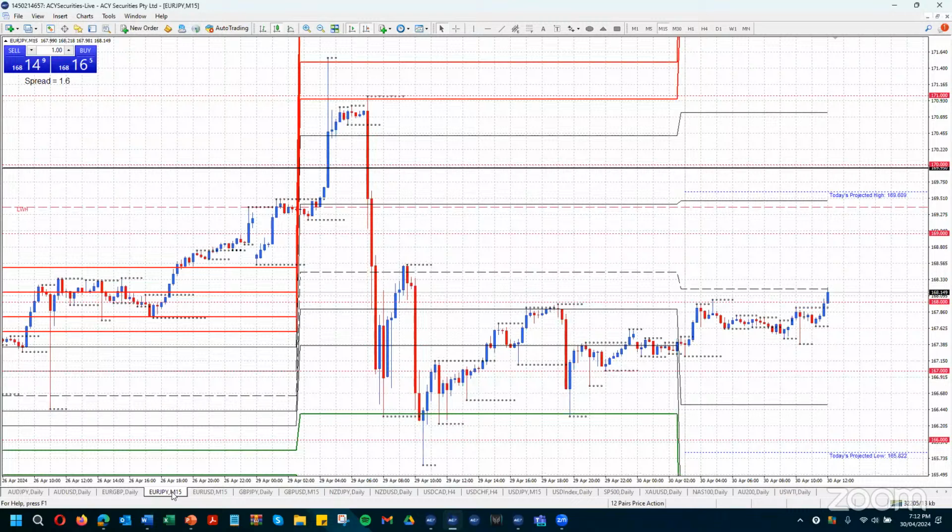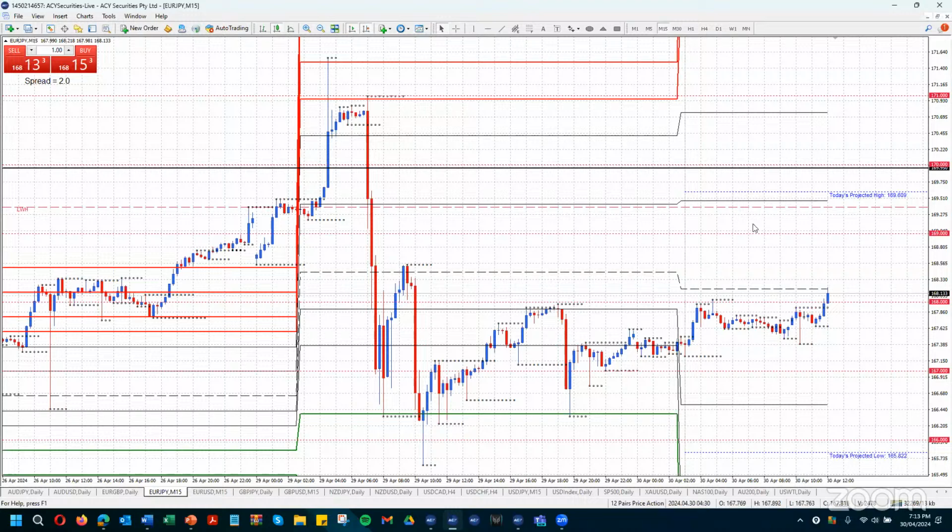Euro yen, I noticed this was just popping up to the central pivot point as I was coming in. So we had a massive move up yesterday early, and then obviously an even more massive move down yesterday. So I don't know whether the BoJ intervened or we had hedge funds coming in and trading, but we had a massive move down in the yen pairs.